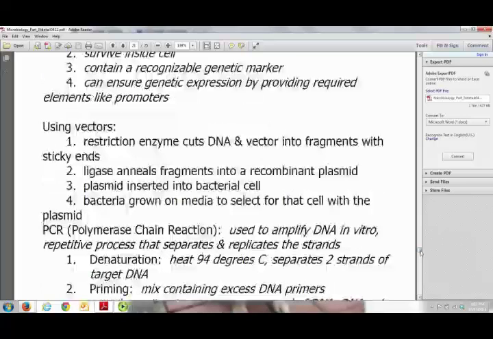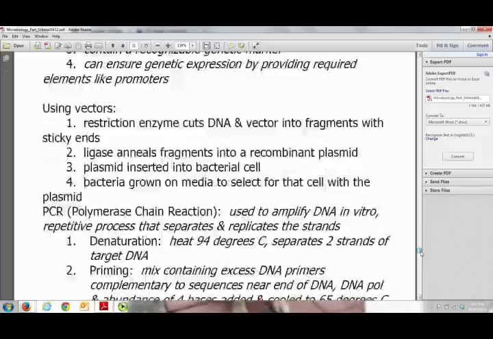So when using vectors, a restriction enzyme is going to cut the DNA and the vector into fragments with sticky ends. You can insert the DNA you would like at this point. The enzyme ligase is going to anneal the fragments into a recombinant plasmid. Then the plasmid is inserted into the bacterial cell. The bacteria is grown on a media that will select for that cell with the plasmid.